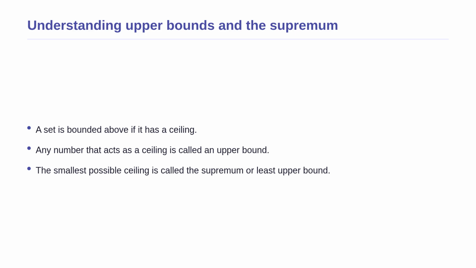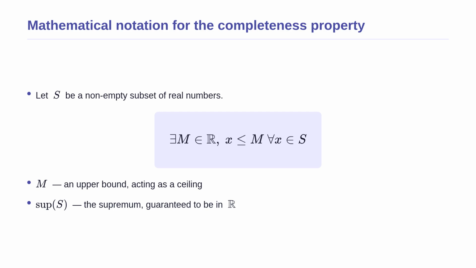Now that we understand the visual difference, let us define a few simple terms to describe this mathematically. First, imagine a collection of numbers, which we call a set. If this set has a ceiling, meaning no number in the collection goes higher than a certain value, we say the set is bounded above. Any number that acts as the ceiling is called an upper bound. But there can be many ceilings. The smallest possible ceiling, the tightest boundary that still keeps all the numbers underneath it, is called the supremum, or the least upper bound. This brings us to the formal mathematical statement of the completeness property.